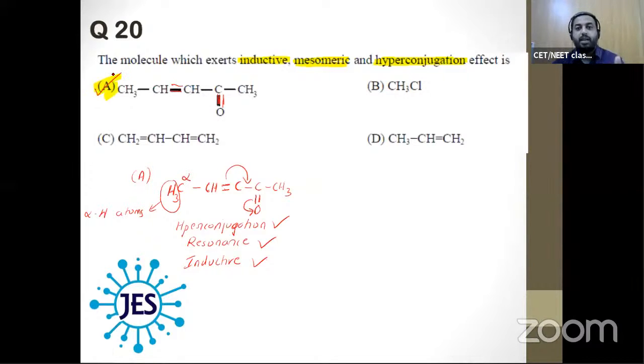Good. Let us also verify what effects are present in the other options, for our knowledge's sake. Okay, CH3Cl, only inductive. This compound, resonance and inductive. No hyperconjugation. Resonance and inductive. No hyperconjugation. Option D, hyperconjugation and inductive. Yes, right. So this is how you answer question number 20. Option A is the answer to 20.